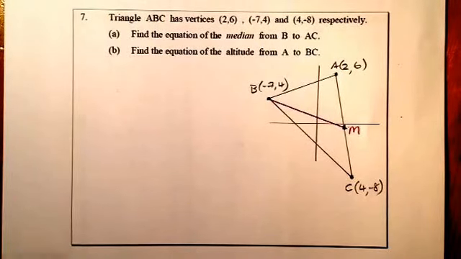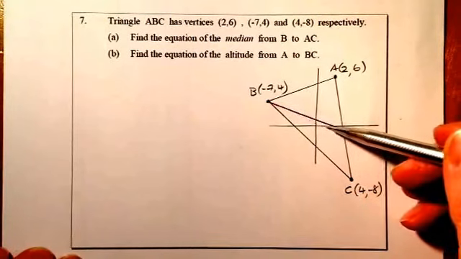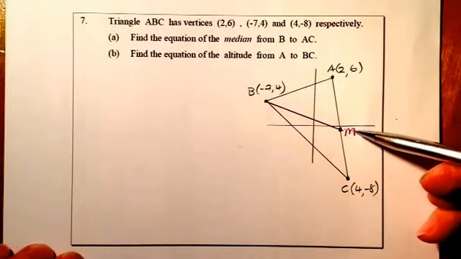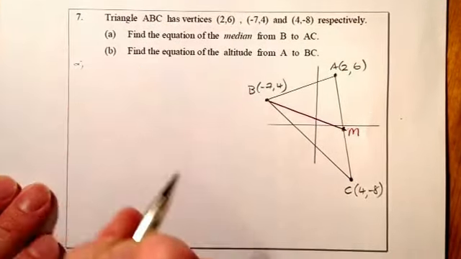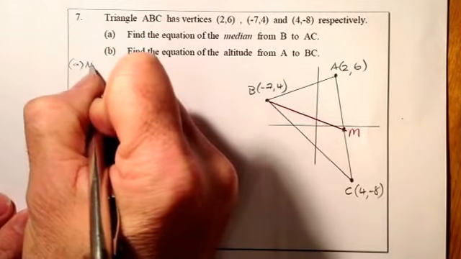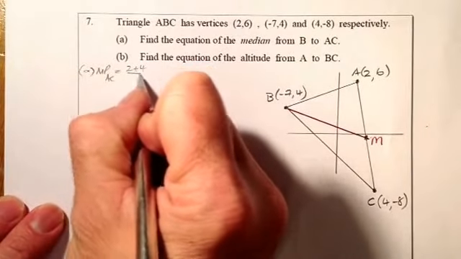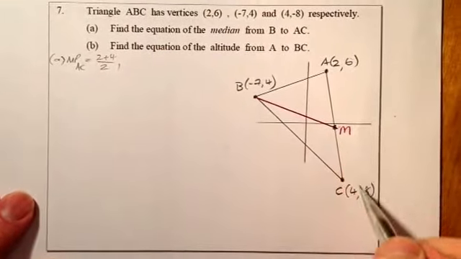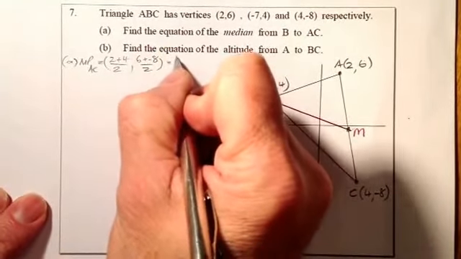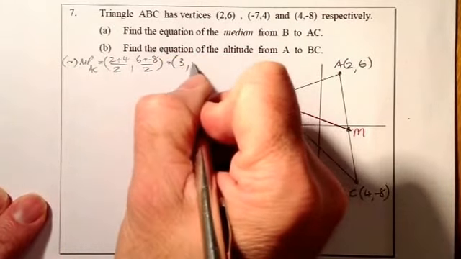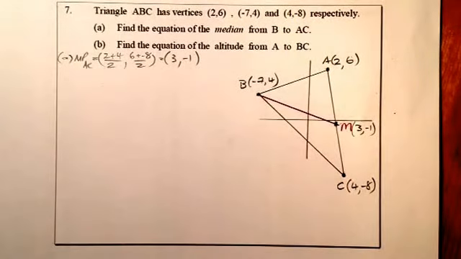So for a median, what I've got here is I've got to find out the gradient of this line here. So I need to find that point there, and that's the midpoint of these two. So find the midpoint of AC. So for part A, first of all, we'll find the midpoint of AC. I'm going to add the two x coordinates together, divided by 2, and I'm going to add the two y coordinates together. So 6 plus minus 8 all over 2, and what that should give me is 3, and I've got minus 1. So the coordinates here will be 3, minus 1.